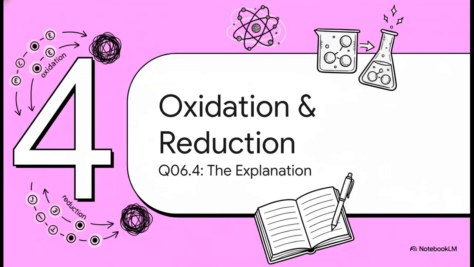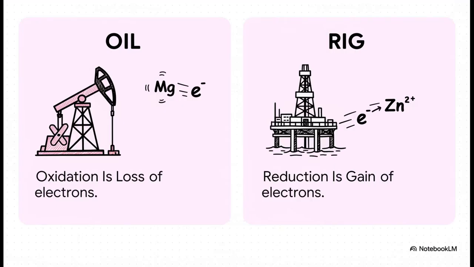And for the final 2 marks, we need to explain why this reaction is a redox reaction. This part is a direct test of your understanding of what oxidation and reduction actually mean when we're talking about electrons. Before we look at the perfect answer, let's just quickly remember that super useful mnemonic, OIL RIG. Oxidation is loss of electrons, reduction is gain of electrons. If you can remember that simple phrase, you've got the key to this question.